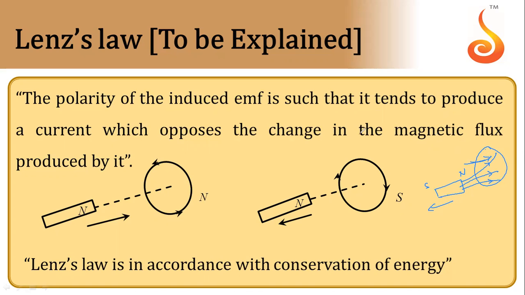Now the current should be flowing in such a way that due to the current flowing in this loop, the magnetic field passing in this direction should increase. So here, if the current flows in the clockwise direction, the magnetic field will increase. Okay. So that's how we will be able to decide whether the current is flowing in the anti-clockwise direction or the clockwise direction.